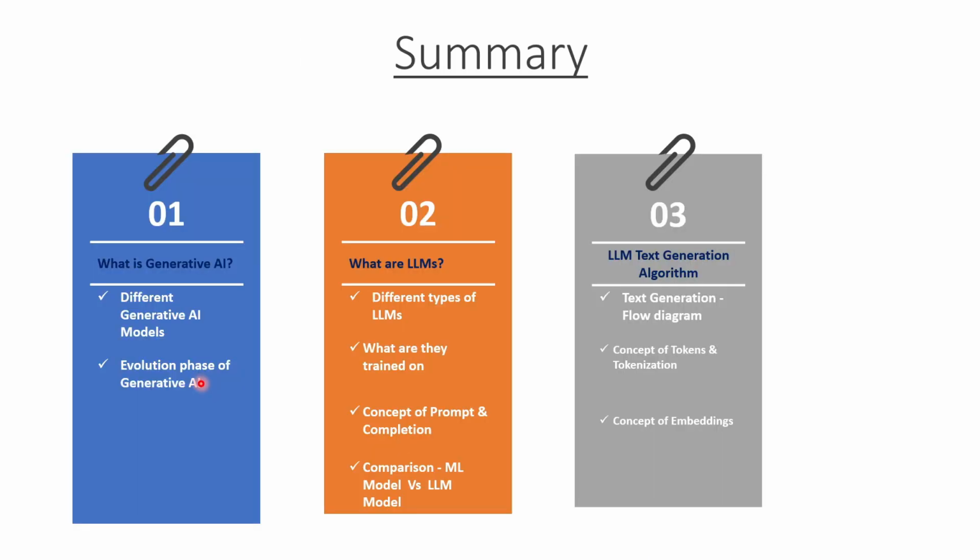Just to summarize what we have learned so far, we have touched upon generative AI, different types of AI models, and history of Gen AI, popular LLMs, list of datasets, comparison between ML model and LLM model. Then LLM text generation algorithm and basic LLM terminologies.